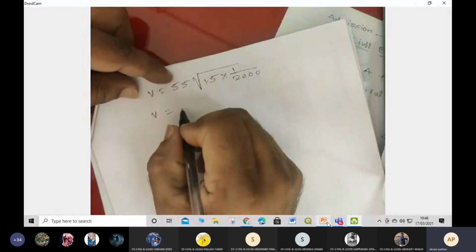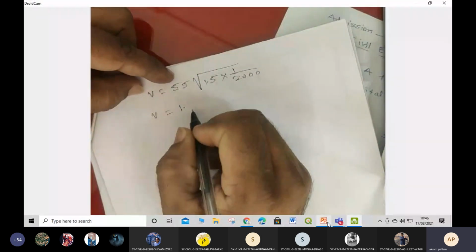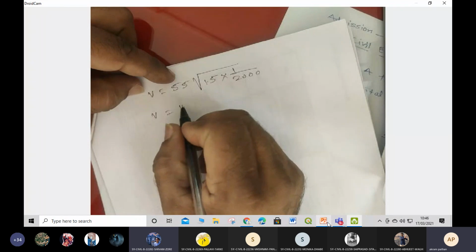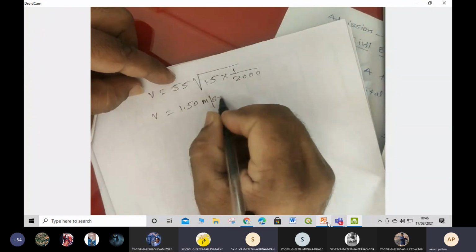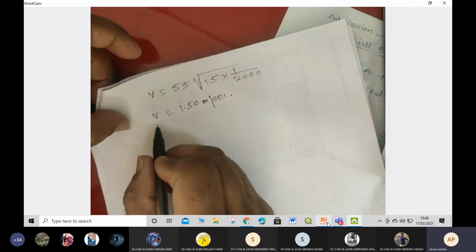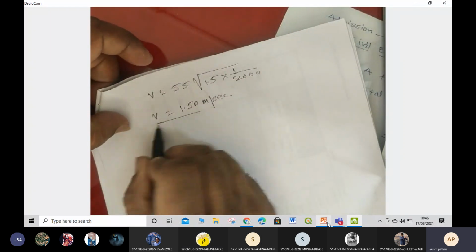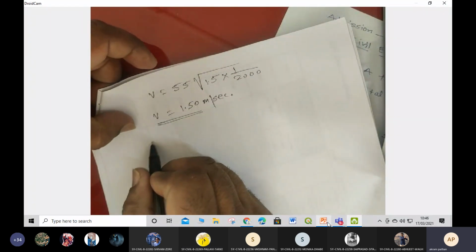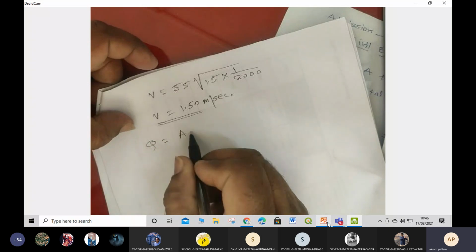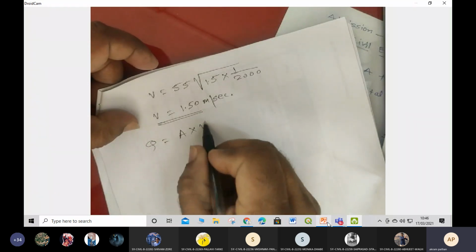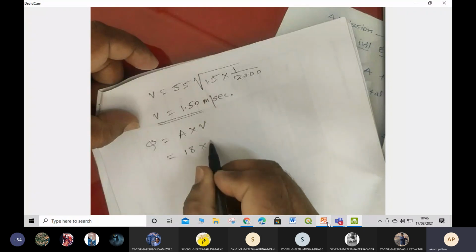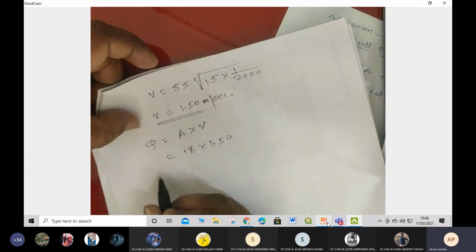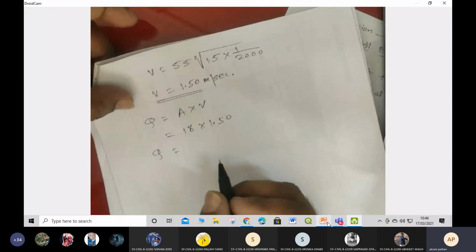Okay. So now it is 1 point, how much? 1.50 meter per second velocity. Okay. So once we have the velocity, then discharge is equal to AV, area into velocity. So we have the area 18 into velocity is 1.50. So discharge is equal to how much?